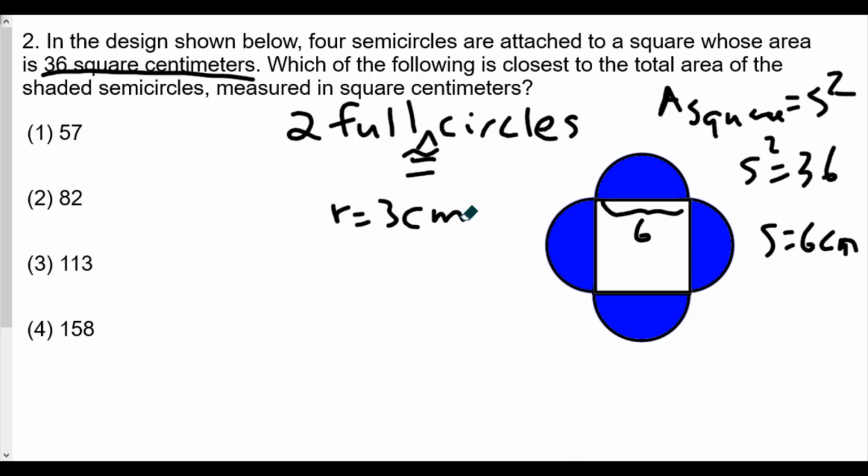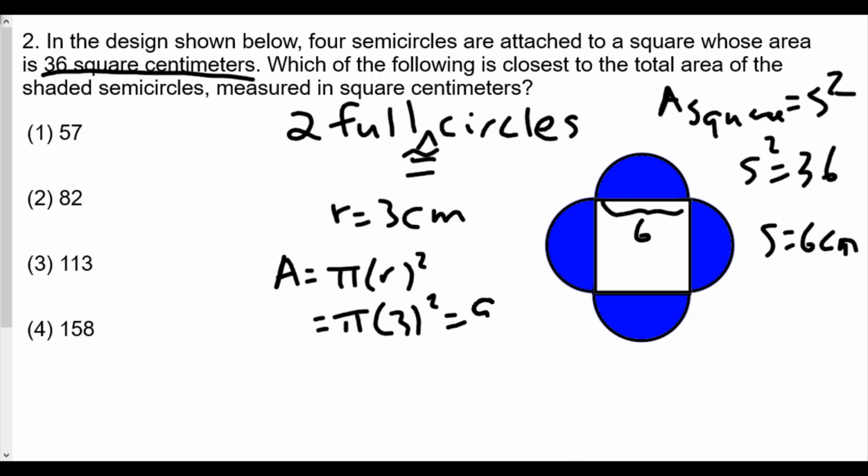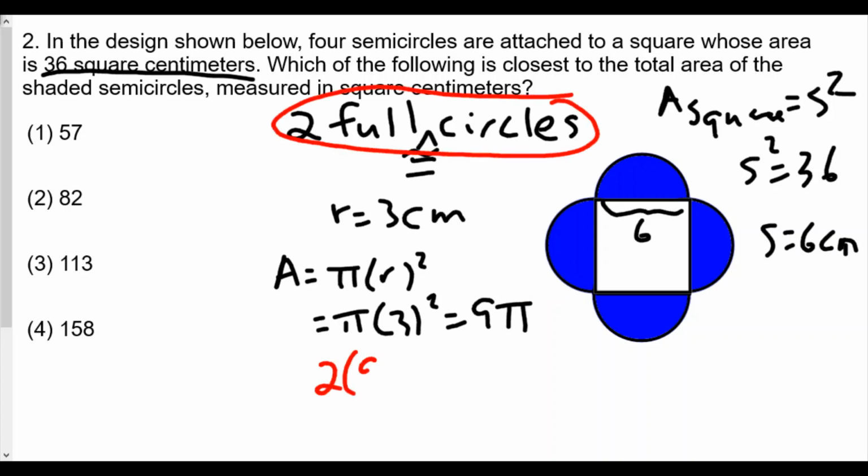Okay, so now we know the area of a circle is going to be pi times the radius squared, or in this case, pi times 3 squared. That's equal to 9 pi. That would be the area of one whole circle. But we have, again, 2 full circles. So therefore, 2 times 9 pi is equal to 18 pi. Now, approximation-wise, we would say in this case that pi is about 3, but a little more than 3. So if we did 3 times 18, that would be about 54. So we're going to estimate in this case, maybe the choice would be 57.